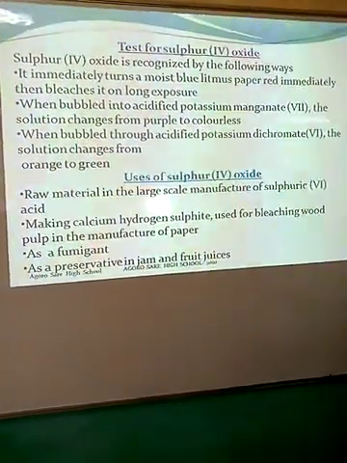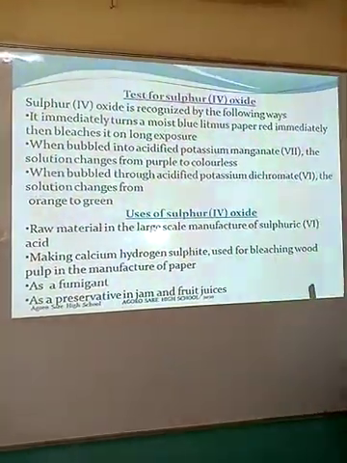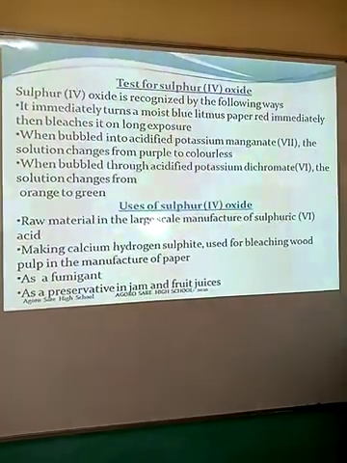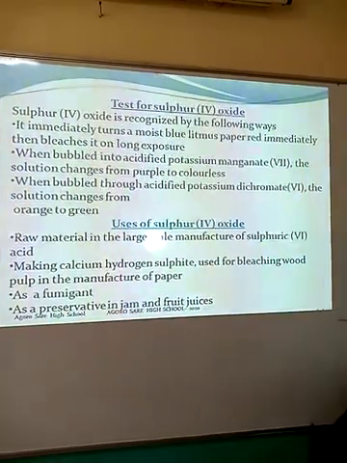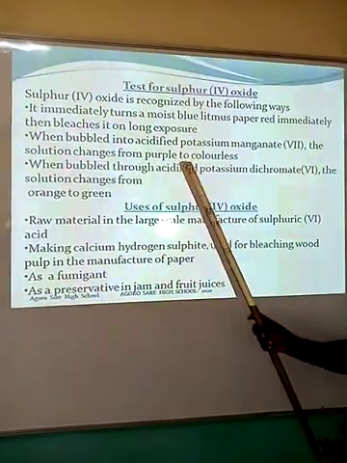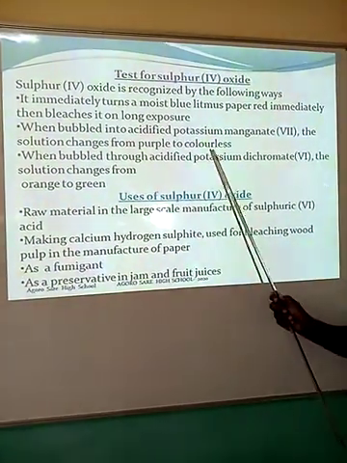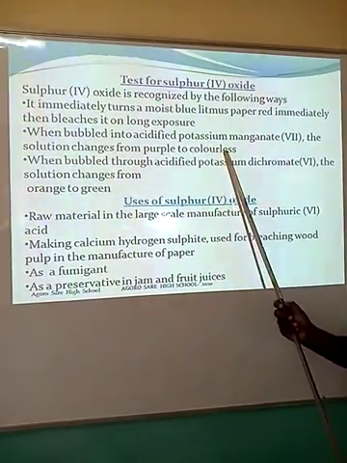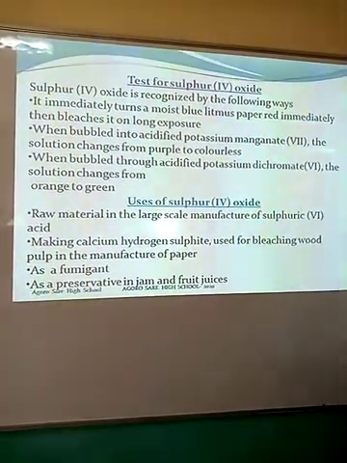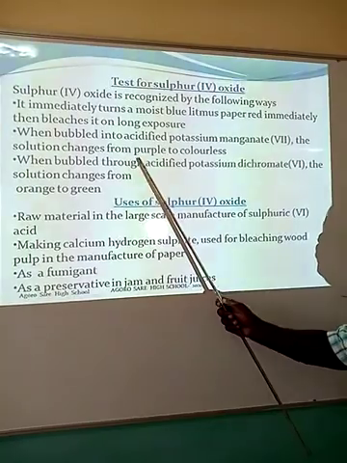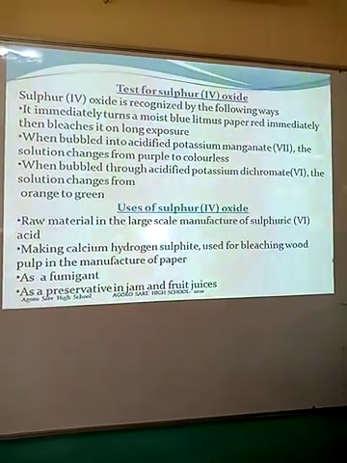Another way of testing the presence of sulfur 4 oxide is by passing the gas through acidified potassium manganate 7. Potassium manganate 7 is always purple, but the moment you pass the gas, the purple color turns colorless due to formation of manganese 2 ions. This colorless color is as a result of formation of manganese 2 ions. This purple is due to presence of manganate 7 ions.